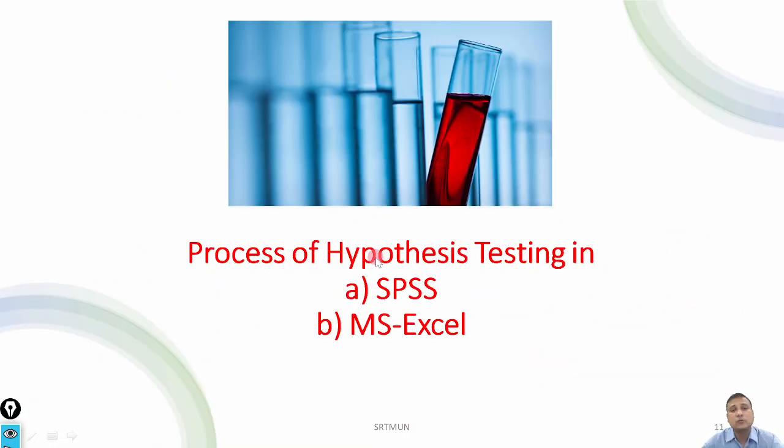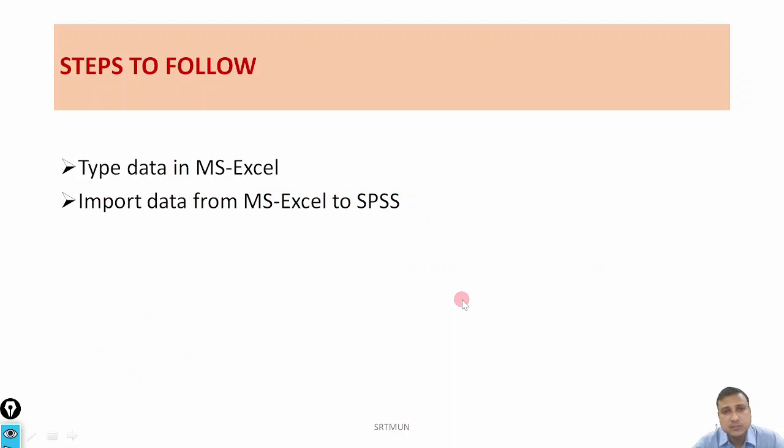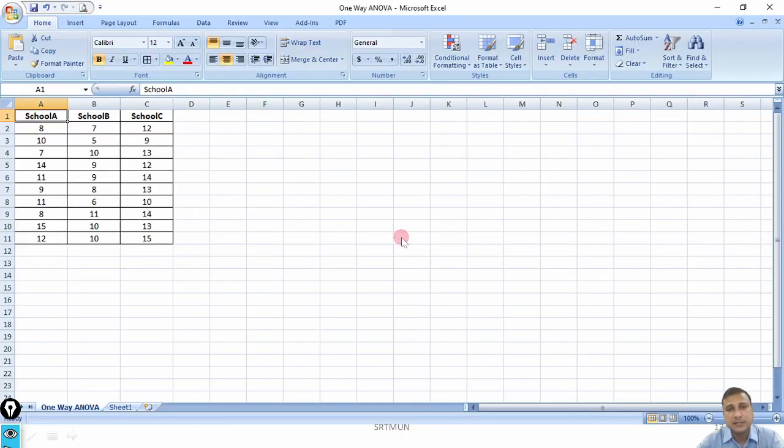So let me take you all to the process of hypothesis testing. We'll start with the process in SPSS first, and for that we need to type our data in MS Excel. So let me take you to the sample data set here in the worksheet. So here is the sample data set. Here is an independent variable, school, and there are the three groups: school A, school B, and school C. From each school we have selected 10 random samples, 10 students, and these are the scores of those different students from the different schools.